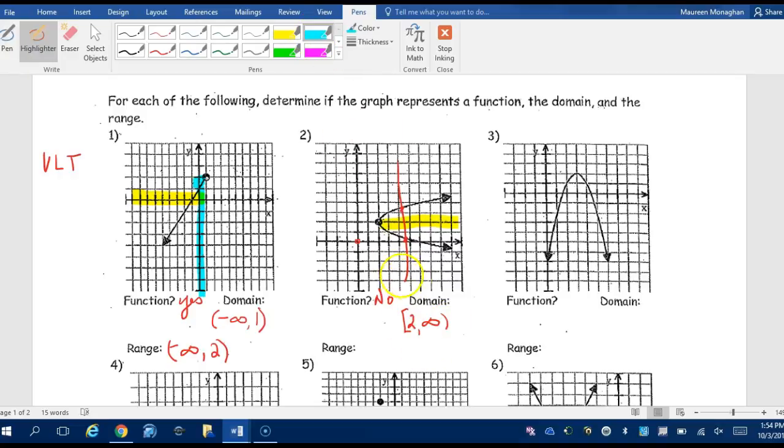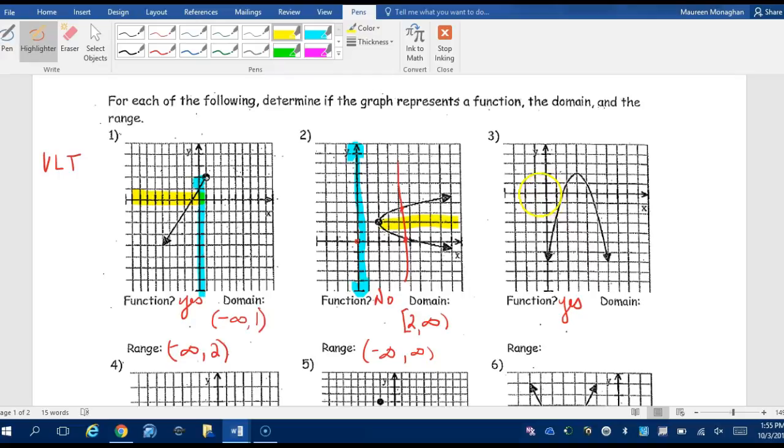The y's. What y's are we using? Well, it keeps going this way forever and this way forever. So anytime that happens, we know it's going to be negative infinity to positive infinity. Okay? Next one, is it a function? If I draw a line, am I going to hit more than 1 point? Nope. So yes, it's a function.